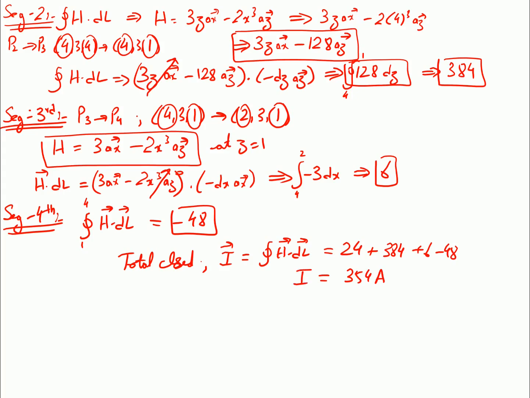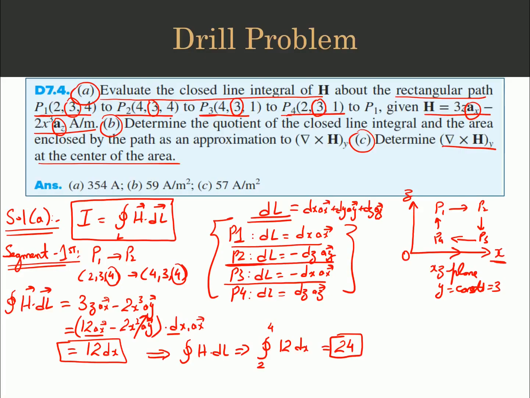So this is the amount of current being used to generate this much of magnetic field over here. So this is the solution to the first part. Coming to the second part, it says determine the quotient of the closed line integral and area enclosed by the path as approximated to curl of H equals to H.